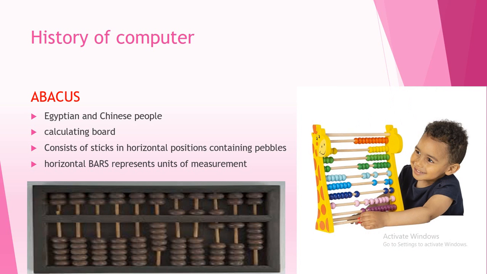It consisted of sticks in horizontal position on which were inserted a set of pebbles. A modern form of abacus has a number of horizontal bars like this, and each has a number of beads. The horizontal bar represents units of measurement such as units, tens, hundreds, thousands, etc.